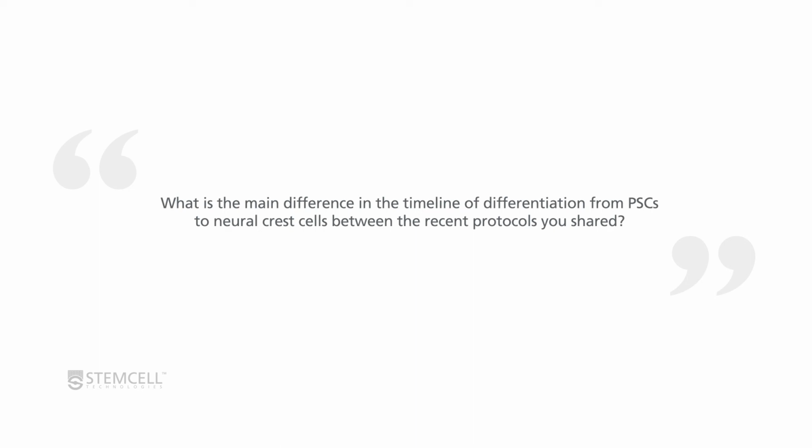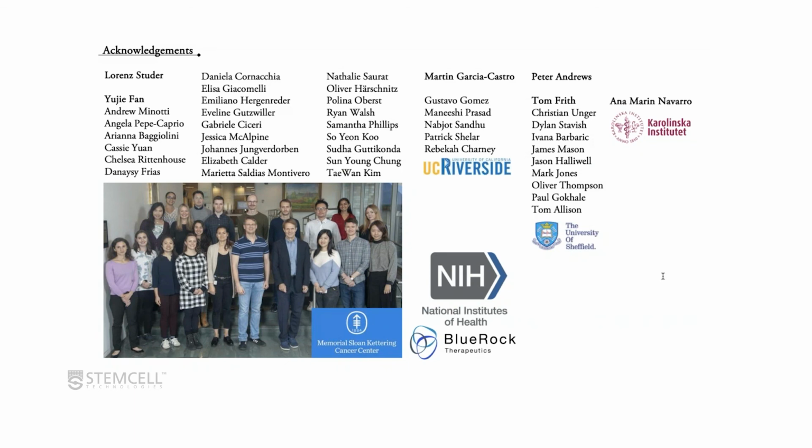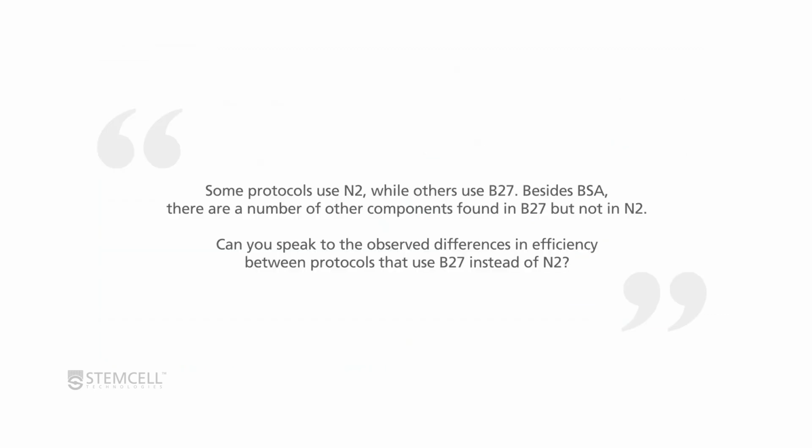Thank you. I have another question here referring to the induction protocols in general. This person was saying that some protocols use N2 while others use B27. But besides BSA, there are a number of other components found in B27, but not in N2. Can you speak to the observed differences in efficiency between protocols that use B27 instead of N2?